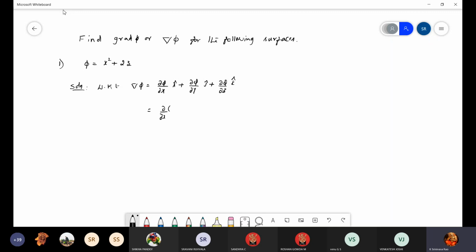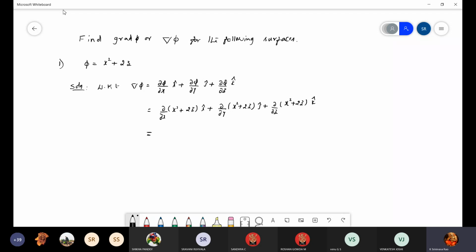Phi means substitute phi equals x square plus 2z, i cap, plus dou by dou y of x square plus 2z, j cap, plus dou by dou z of x square plus 2z, k cap. Yes, just a simple partial differentiation.